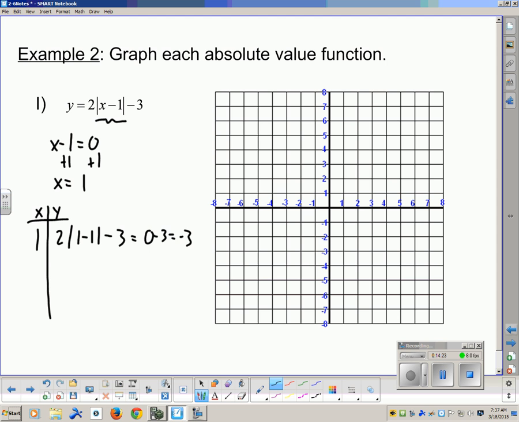And then pick something to the left there of 1, and something to the right. So like 0 and 2. So we get 2 minus 3 is negative 1, and the other is also negative 1. So I've got 0, negative 1, and I've got 2, negative 1. Connect, and there's our graph.